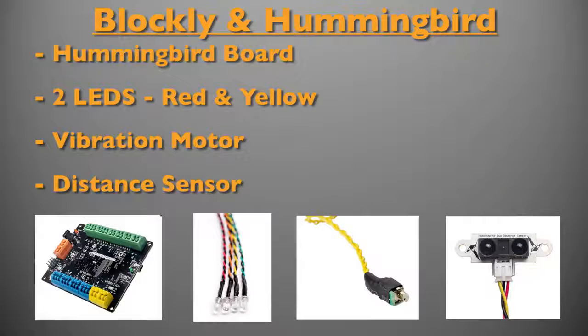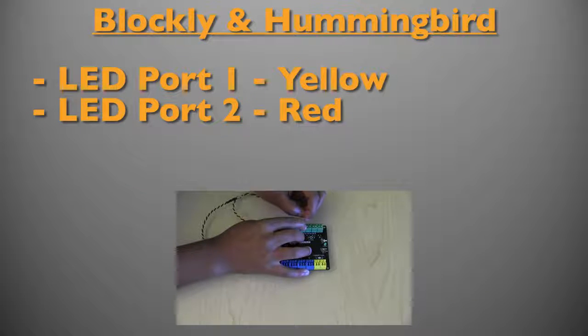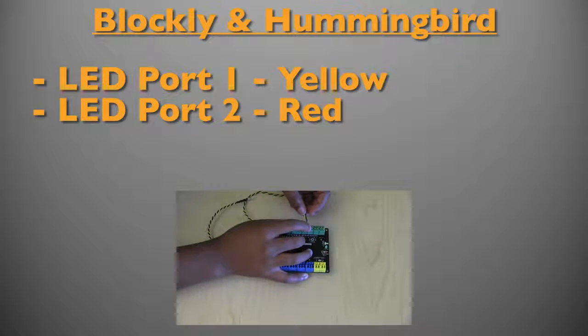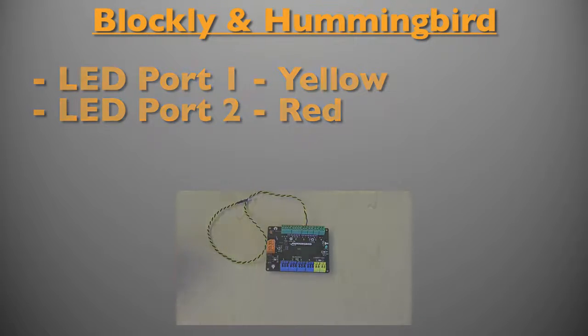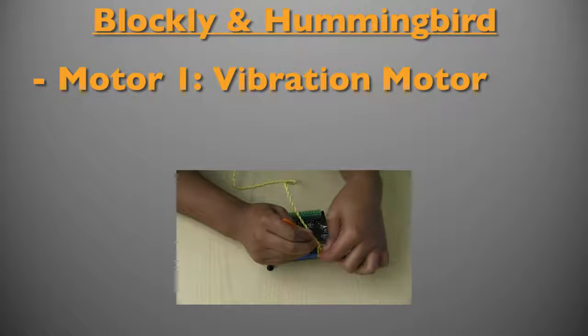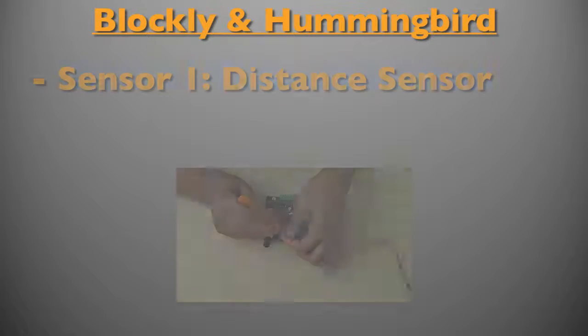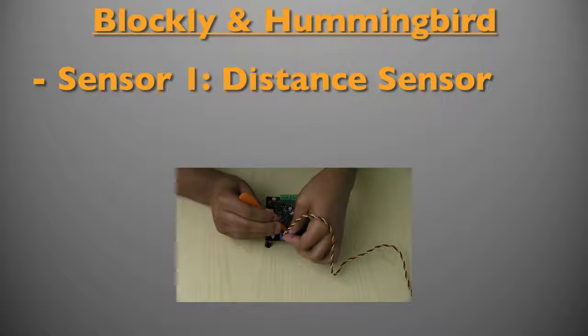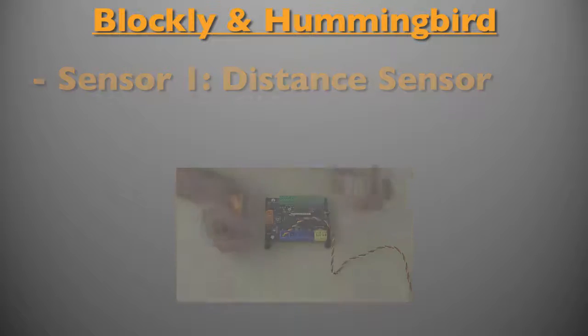For this program, you'll need your Hummingbird board, one red and one yellow LED, a vibration motor, and a distance sensor. Start by connecting the yellow LED to port 1 and the red LED to port 2. Next, connect the vibration motor to motor port 1. And then, connect the distance sensor to sensor port 1.